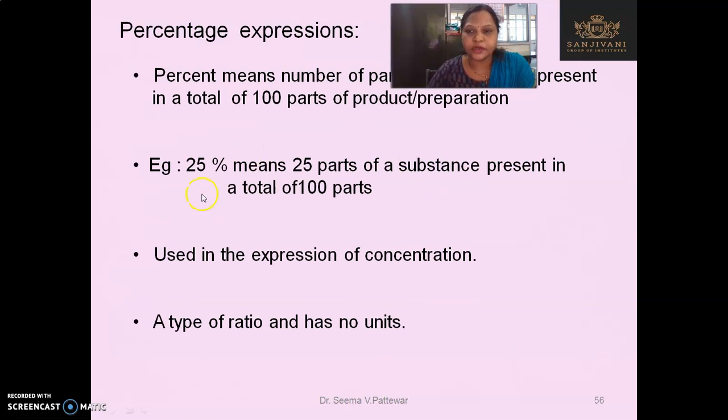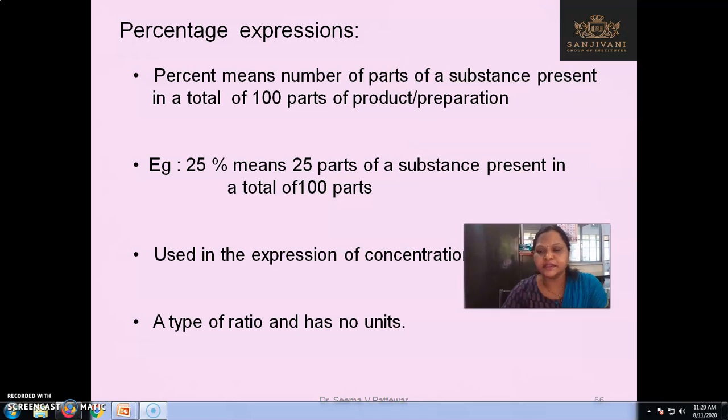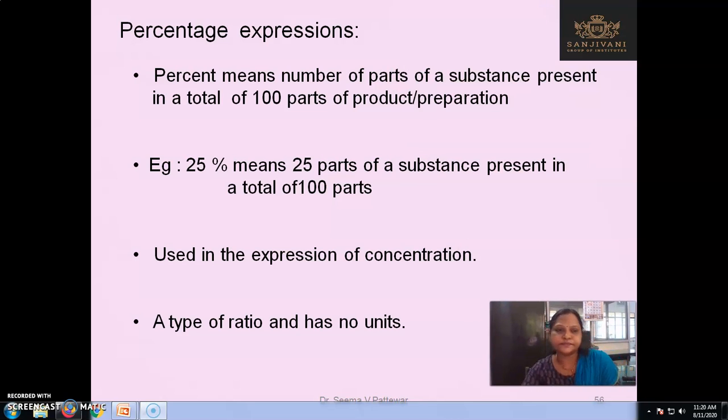Then, very important, the question may be asked in your exam for 3 marks: percentage expression. So this is very important, listen to me very carefully. Percentage means the number of parts of a substance present in a total of 100 parts of product or preparation. All of you know that. For example, 25% means 25 parts of a substance present in a total of 100 parts. It is used in the expression of concentration. It is a type of ratio and has no units.